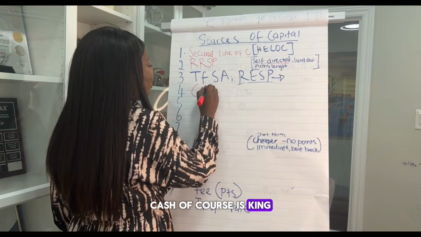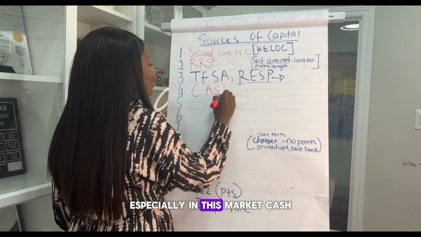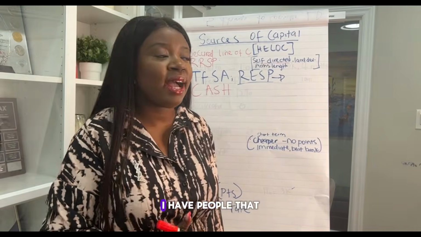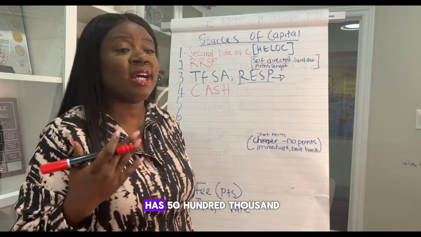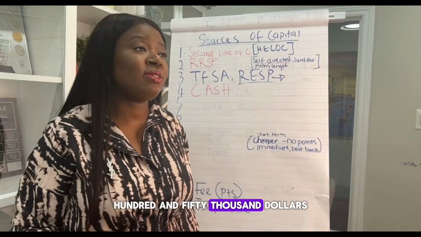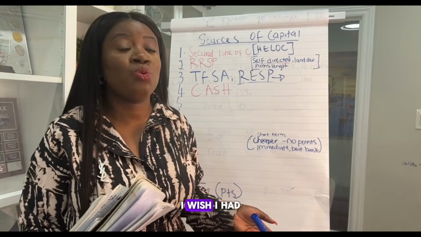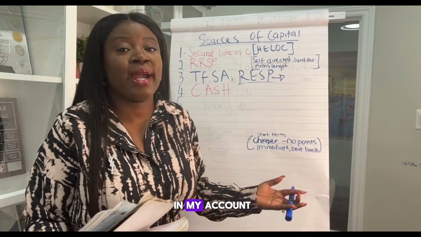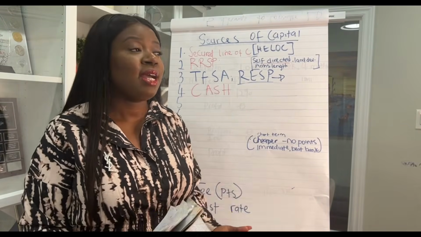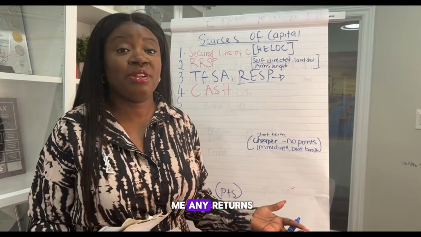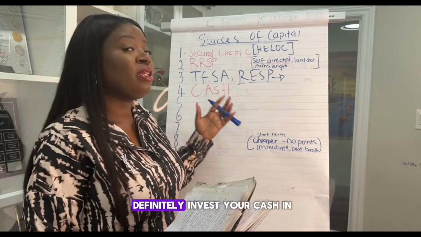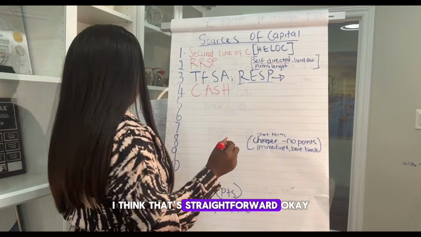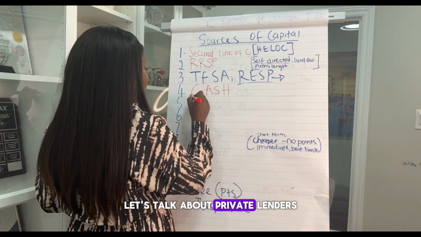Now the other form that I wanted to talk about is cash. Cash, of course, is king, especially in this market. You may have your own cash sitting somewhere. I know people that have $50,000, $100,000, $150,000. Some people will say, oh my goodness, Deborah, I wish I had known you in the last 10 years. I would have money in my account and I would just spend it. I will do whatever to it and it's not bringing me any returns. Well, you can definitely invest your cash into real estate. I think that's straightforward.